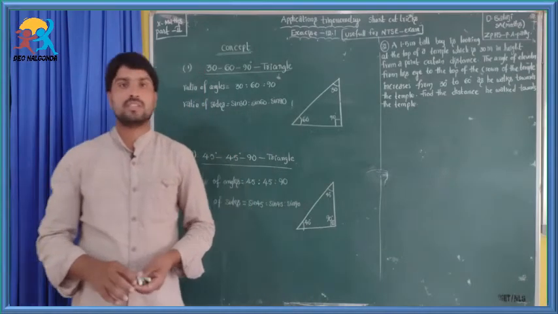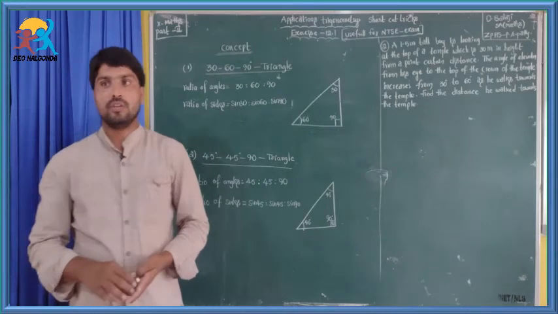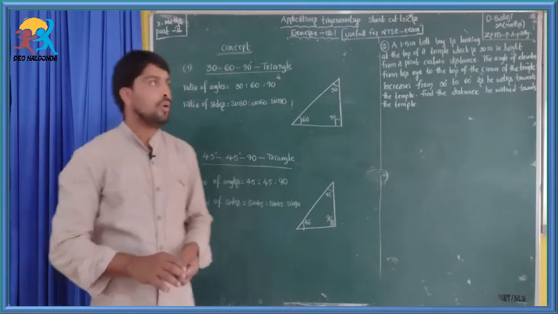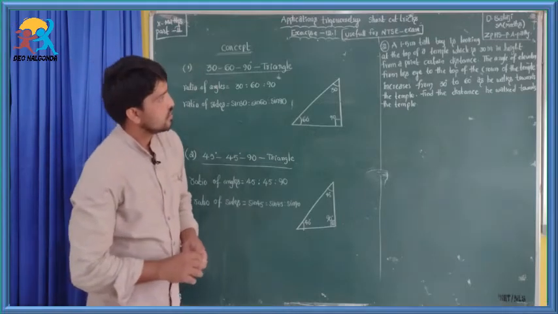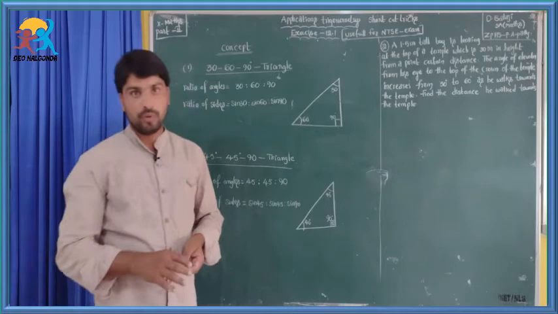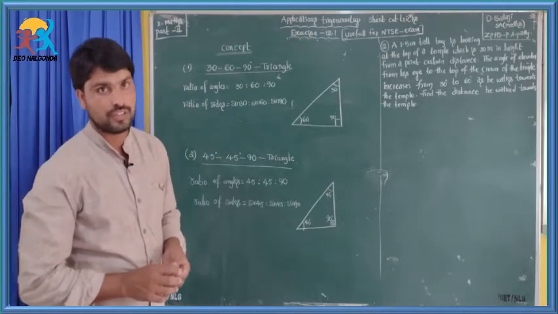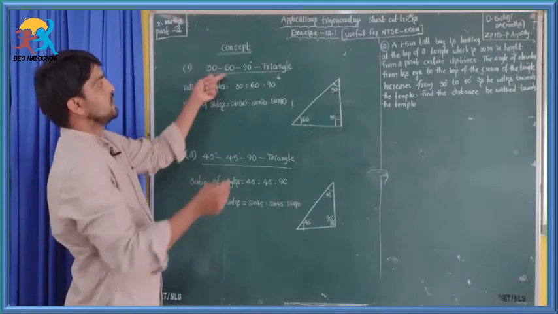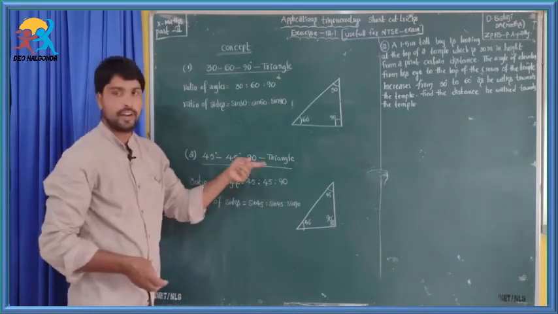Students, yesterday we discussed NCERT questions of applications of trigonometry, exercise 12.1. Now, let us see how shortcut tricks work, where two right angle triangles are formed by the given conditions and situations. For that, I am again explaining the concept of the 30, 60, 90 triangle and the 45, 45, 90 triangle.